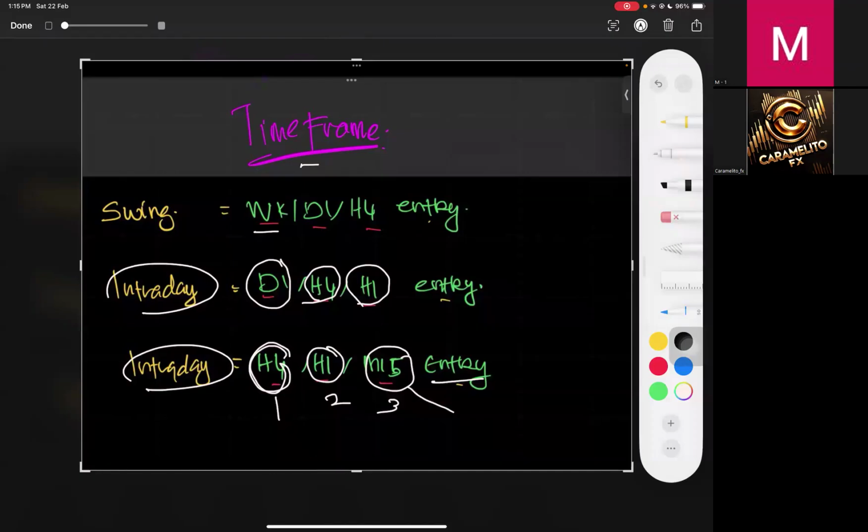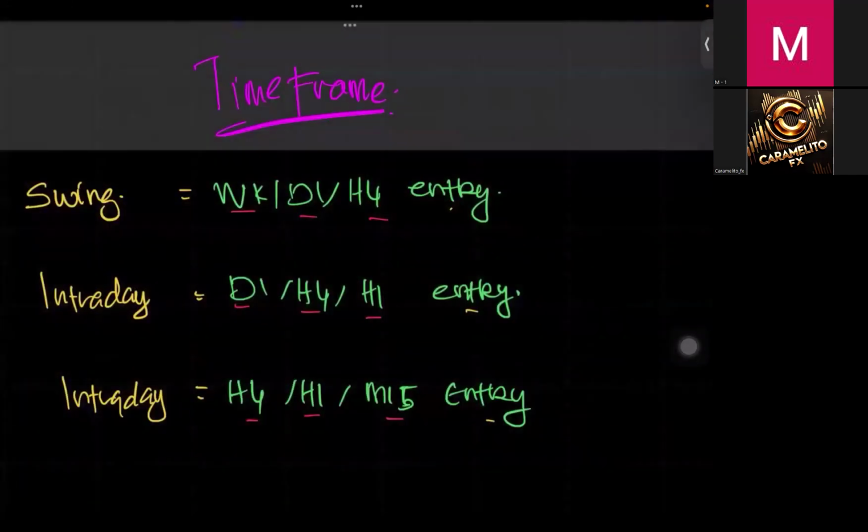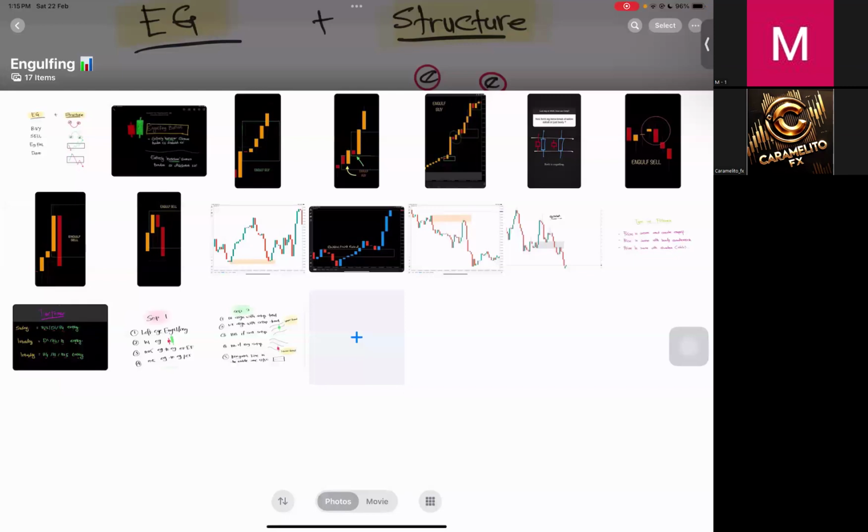So what you need to do, go until M5. Only that you can go until lower time frame because it's not clear. It's allowed to do that, no problem. Okay. So like I mentioned before, that's about the time frame.